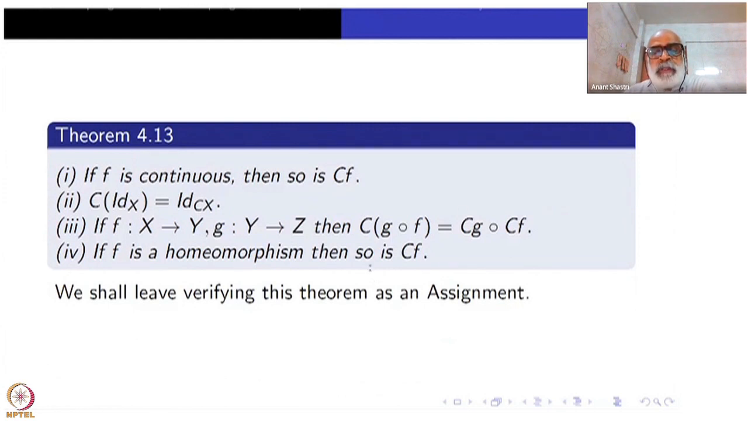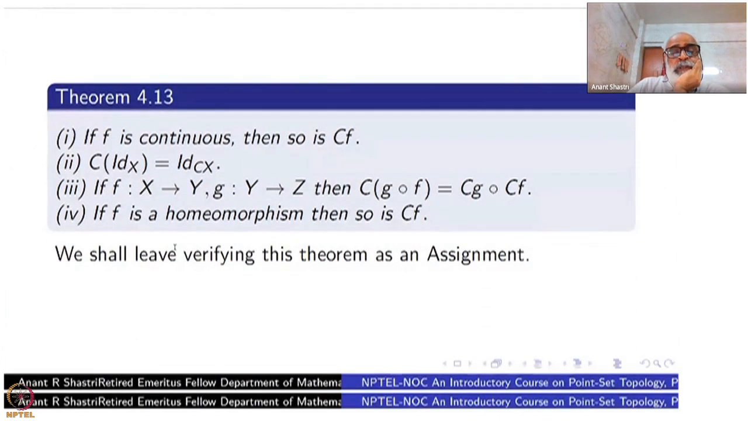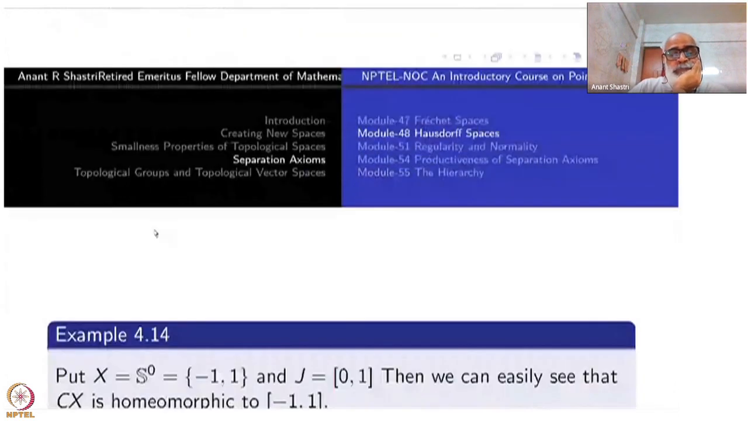Okay. So 1, 2, 3 are all easy. The 4 follows from 3 by taking f from X to Y and g equal to f inverse. If you put f inverse from Y to X, then C of g composite f is the identity. So that is identity on this side also, which means Cg is the inverse of CF. Therefore, CF will be a homeomorphism. Okay. So these things are easy to verify. There is no problem about them. Okay, these are called canonical properties.